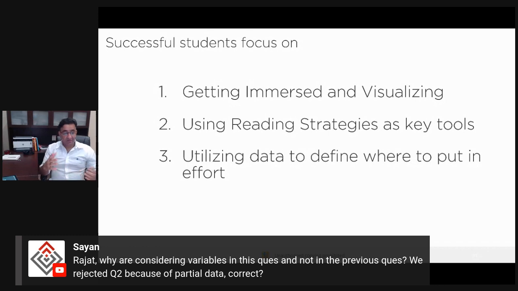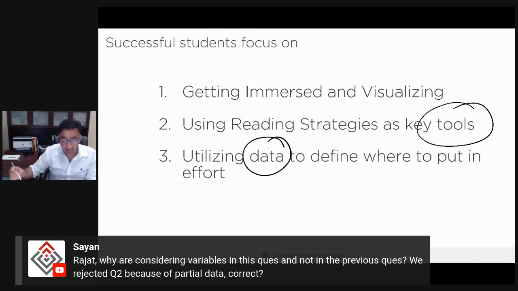With that, do these things. Get immersed in the passage, visualize information as you're reading, visualize what the author is saying, what the author is mentioning, predict what the author is going to say by using keywords over here, and understand where you're faltering. Use this data to define where you need to put in effort, and what kind of effort. Is it learning or is it practice?